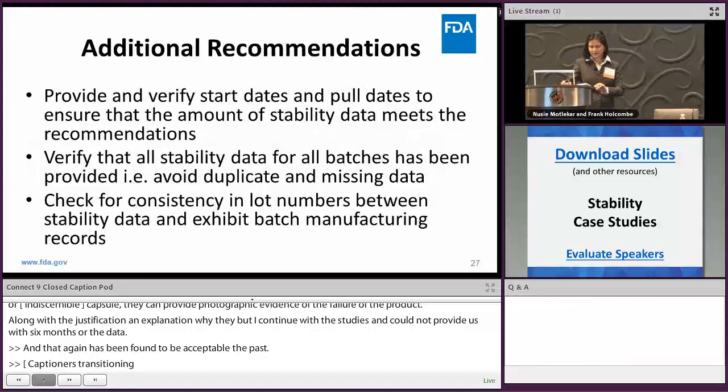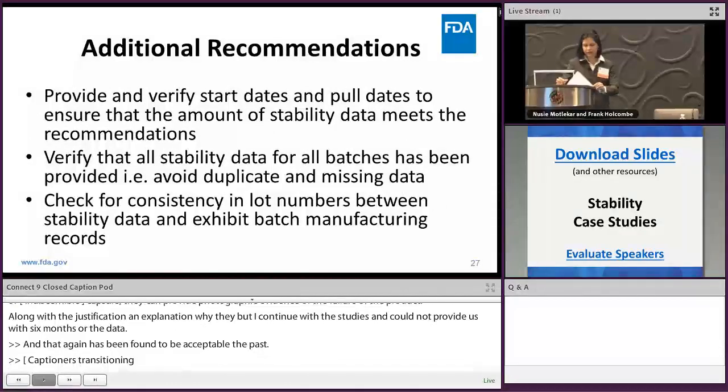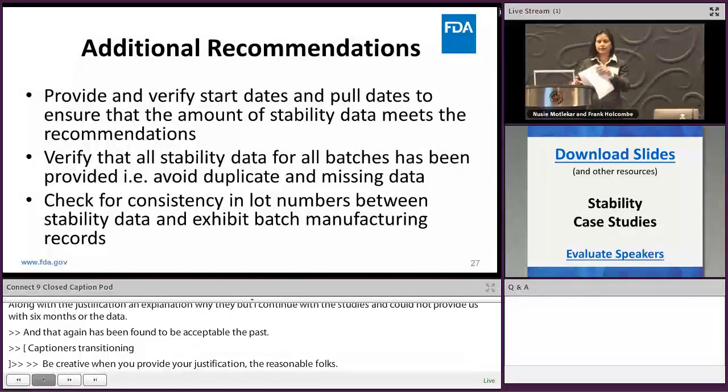Okay. Additional recommendations to avoid some commonly seen minor deficiencies that could derail your application. You may have done all the work and have all the data, but due to typos that creep in, pull dates, start dates, we may not see what you see, that we need. I think my time's almost up. They're trying to hint, but this is the last slide.